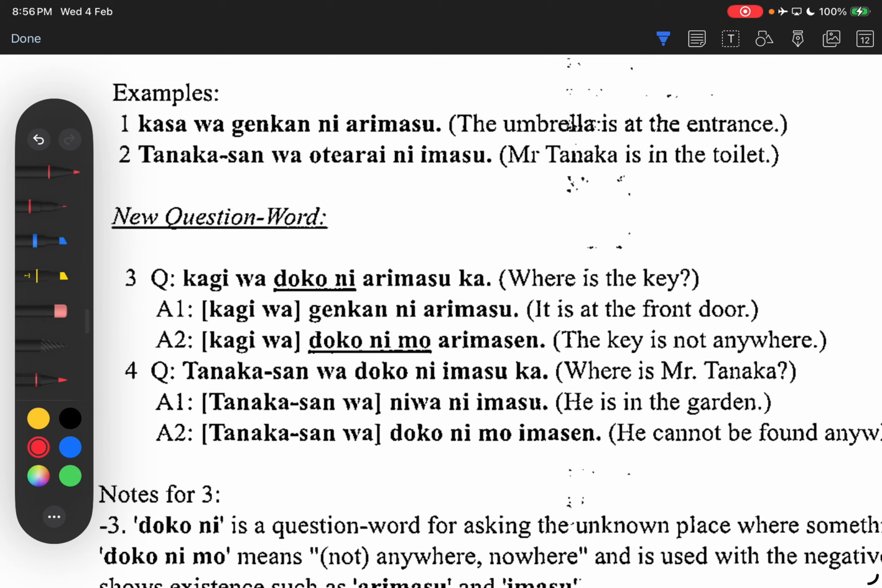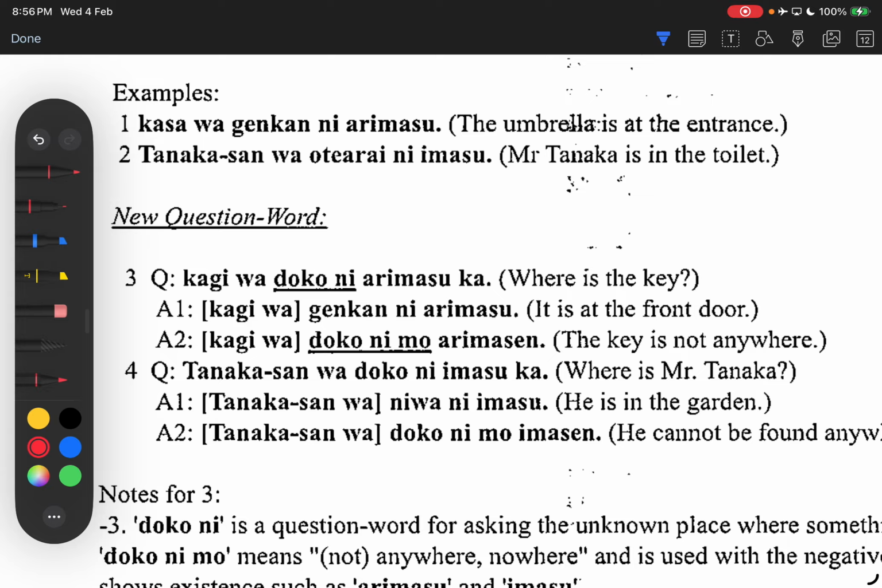A1 says 玄関にあります. A2 says どこにもありません. Right? どこにも. You see the に is not bracketed, not in square brackets, so it's not optional. You don't say どこもありません. I know どこもありません also means the same thing, but we try to use どこにもありません. That means in where also don't have. That means you really searched everywhere already.